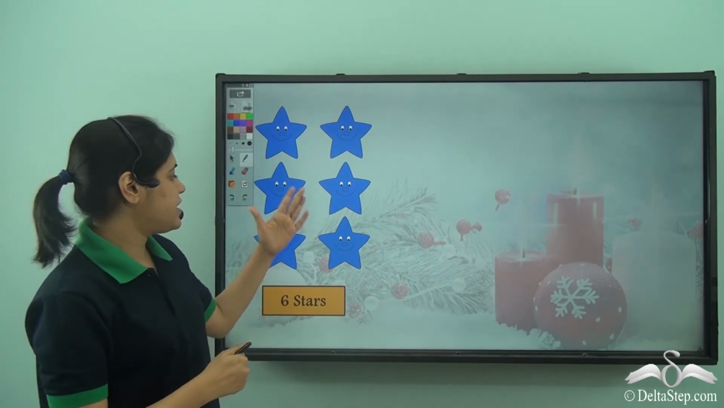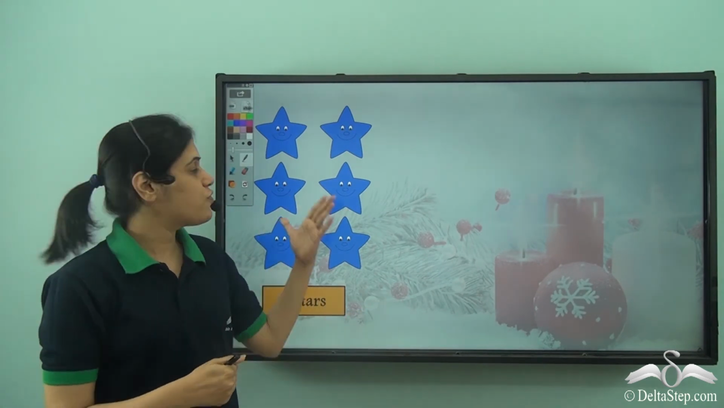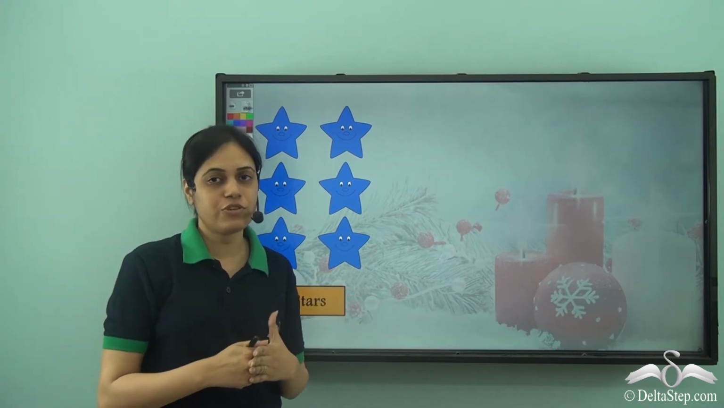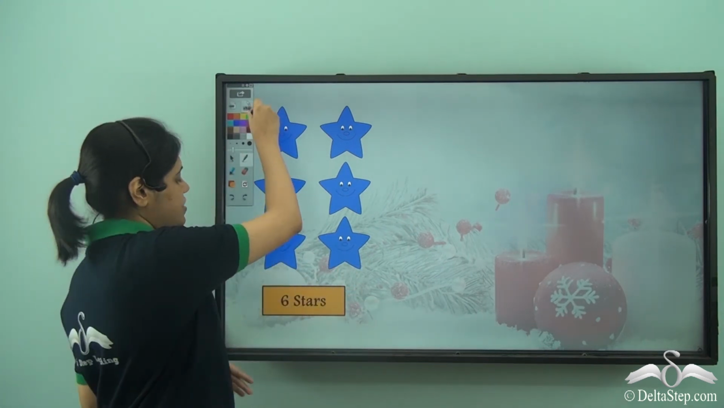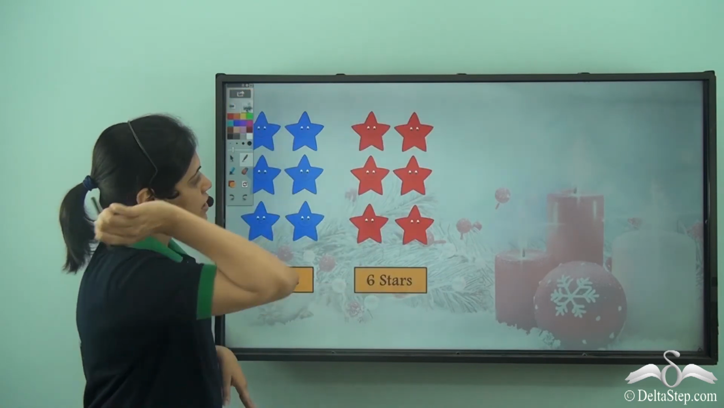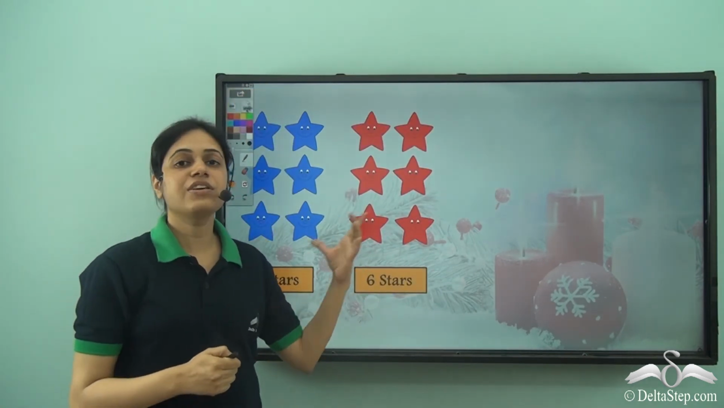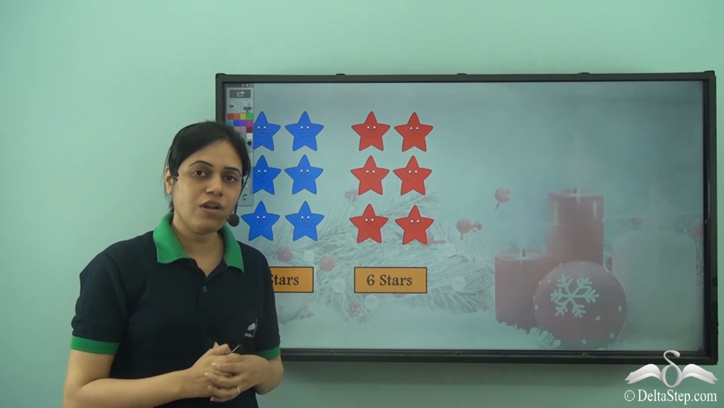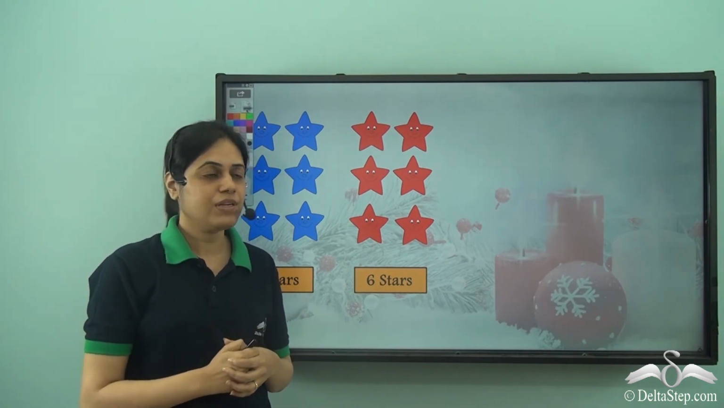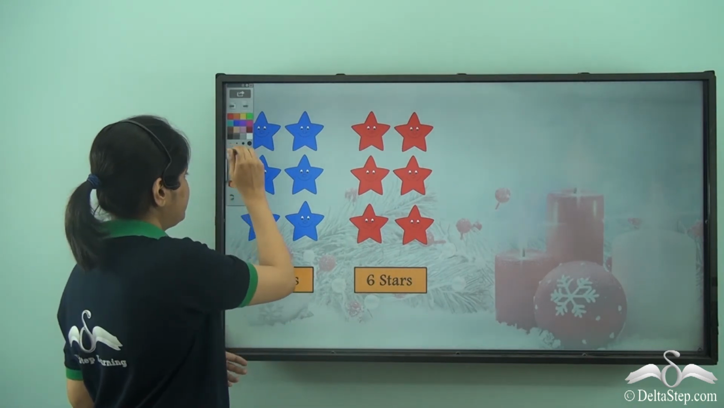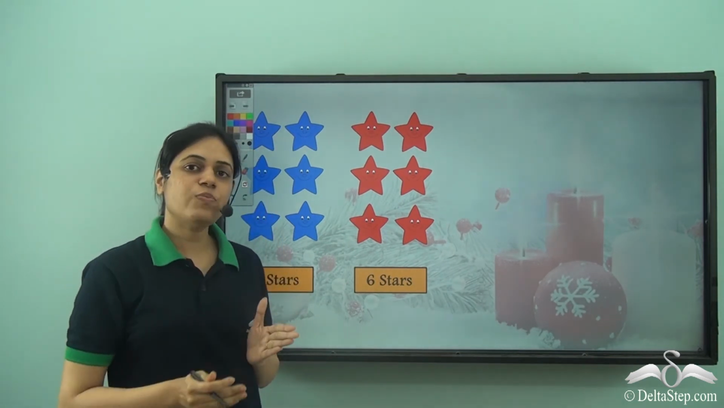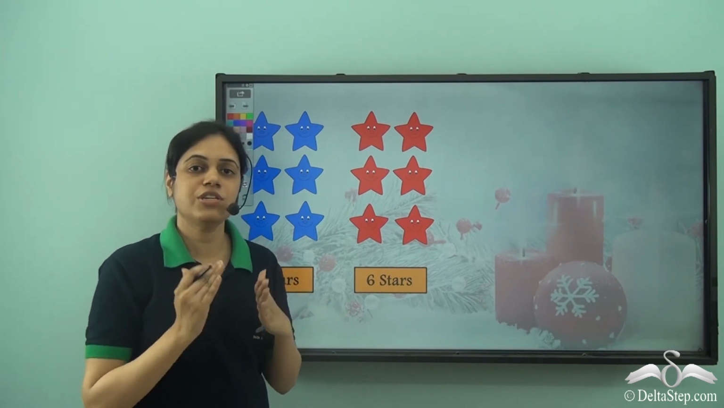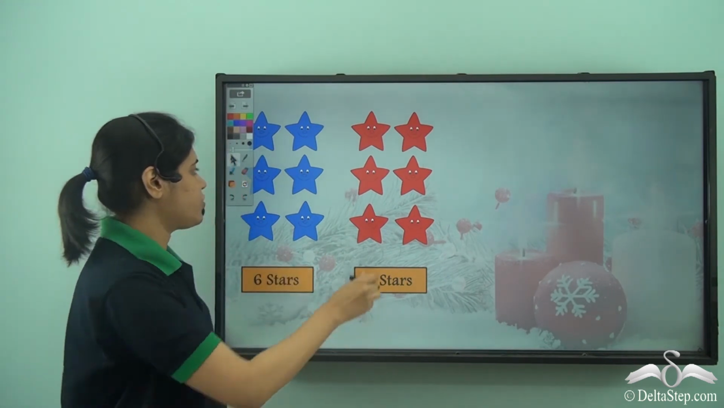Now there are 6 stars, right? So one of the friends got these beautiful stars for decorating the Christmas tree. There are 6 stars, which are blue stars, and there are 6 red stars. So how many stars do we have in all for decorating the Christmas tree? Let's count. Firstly, we need to put them all together, which is what adding or addition is. So let's put them all together.